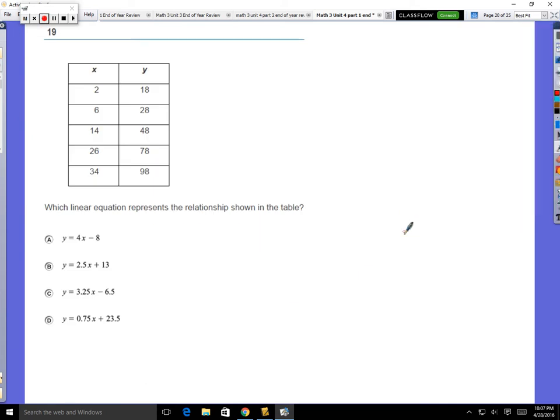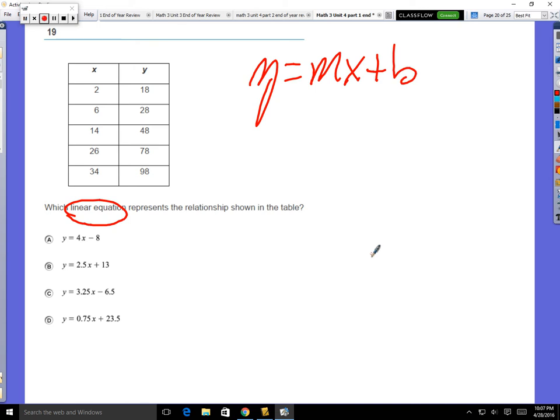19. Okay, which linear equation? Okay, linear. Those are the easiest of all. Linear is y equals mx plus b. So, here we go. Check it out, 2 to 6, that's skipped by 4, then that's skipped by 8, then that's skipped. So the x's are not very consistent, but let's do this. That went up 10, while that went up 4.